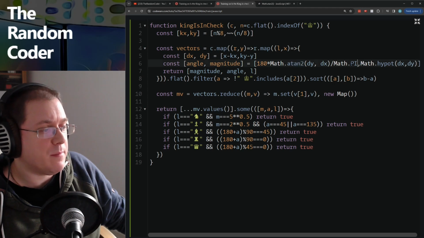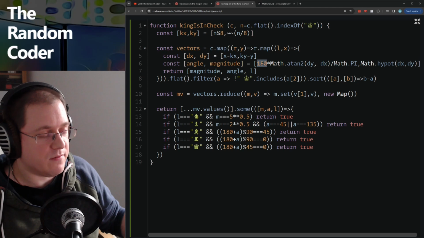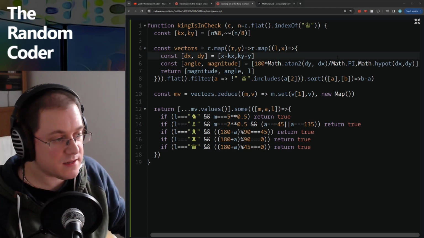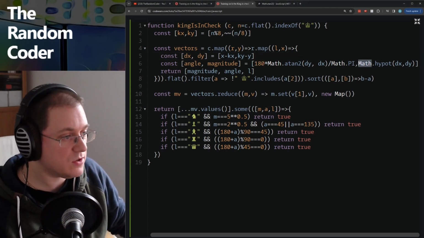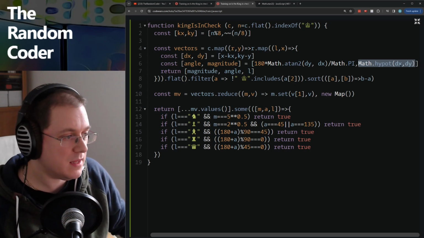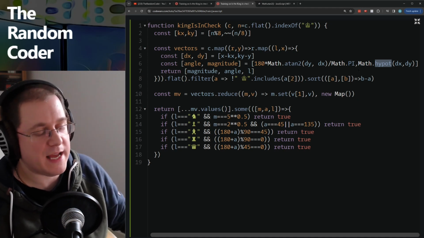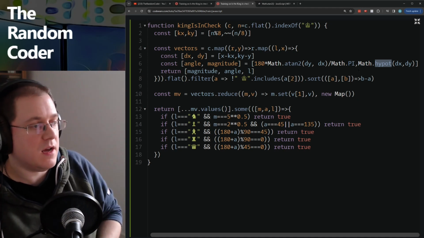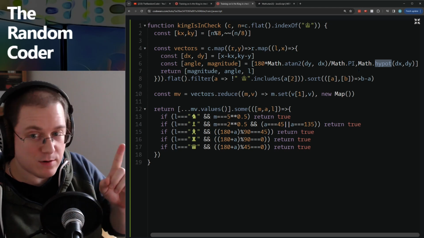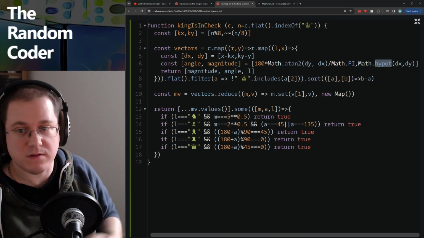And that's why we divide by pi here and then multiply by 180. So that's how that conversion works. Then next, to get the distance to the king, it's just some simple Pythagoras theorem. There's a handy little math.hypot function, which will take the base and the height of a right angle triangle and will give you the distance of the hypotenuse.